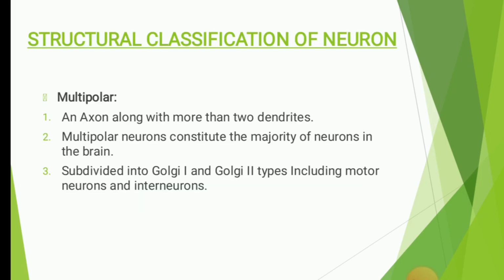Next is the multipolar neurons. Multipolar neurons include an axon and two dendrites. Obviously, there can be only one axon, but we can have several dendrites. Multipolar neurons constitute the majority of the neurons in the brain. मतलब brain में most of the neurons are multipolar neurons. They are subdivided into Golgi 1 and Golgi 2 types, including motor neurons and interneurons.